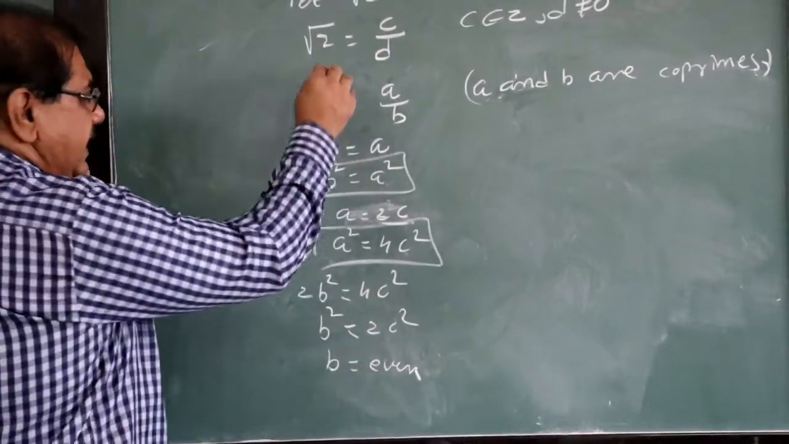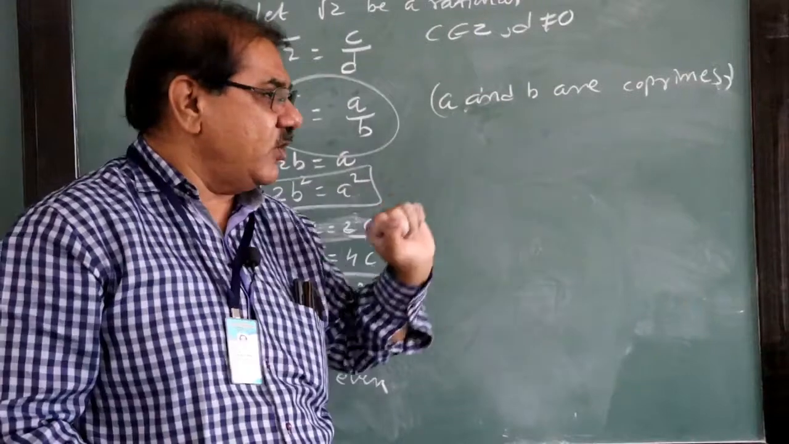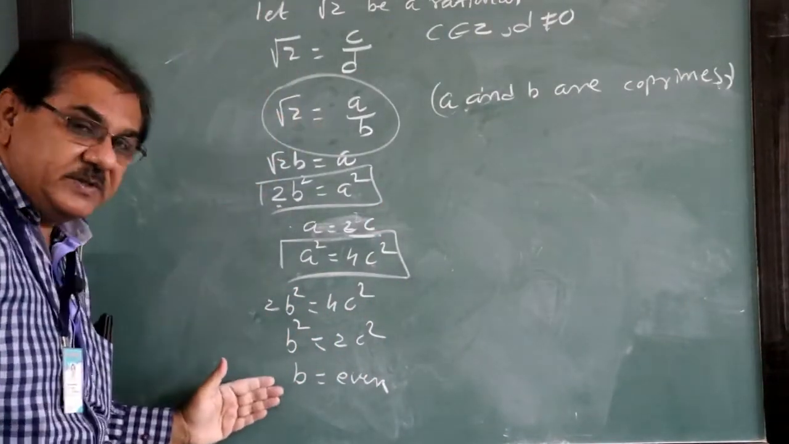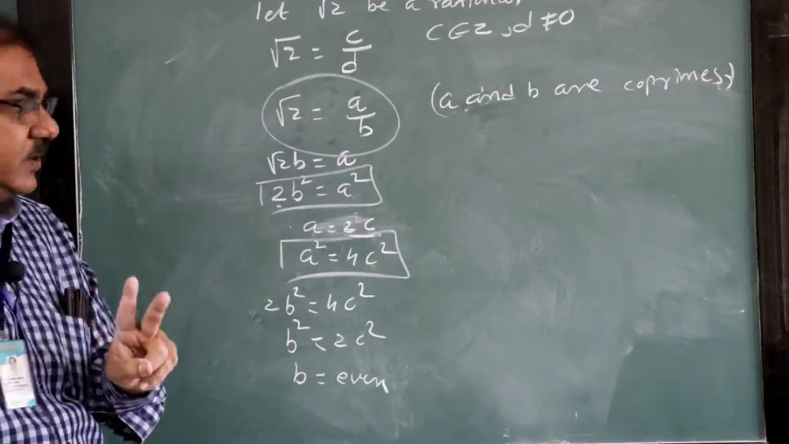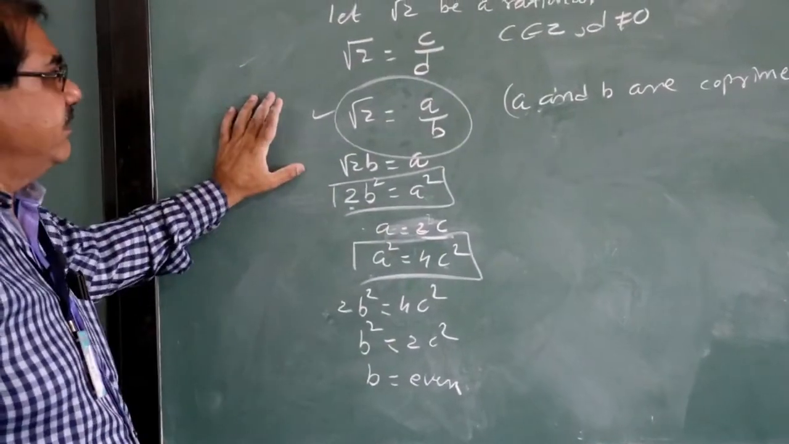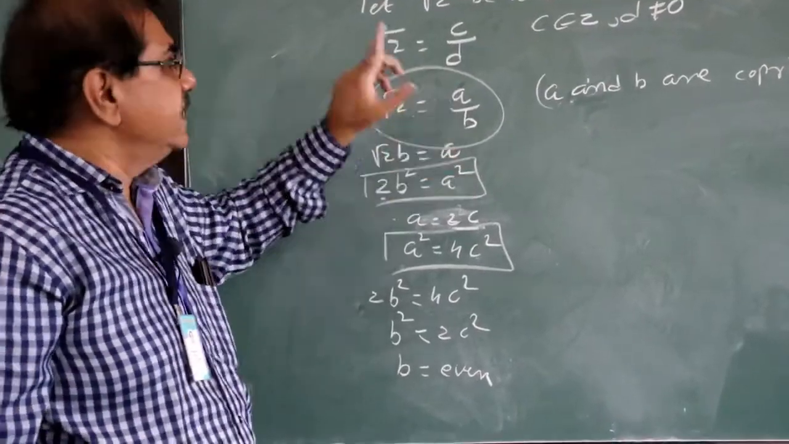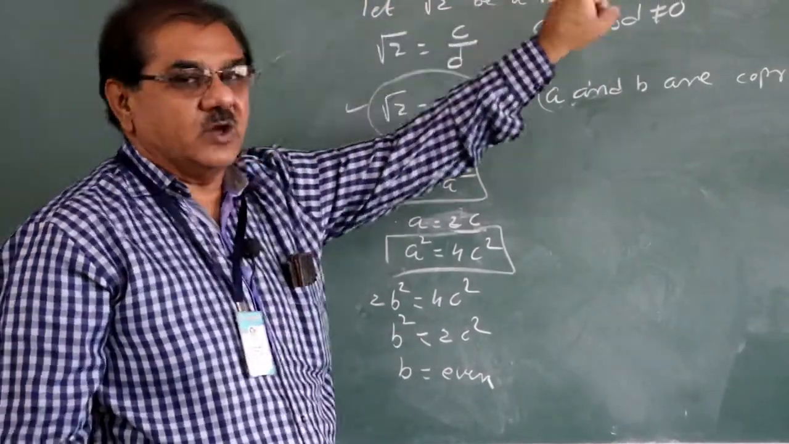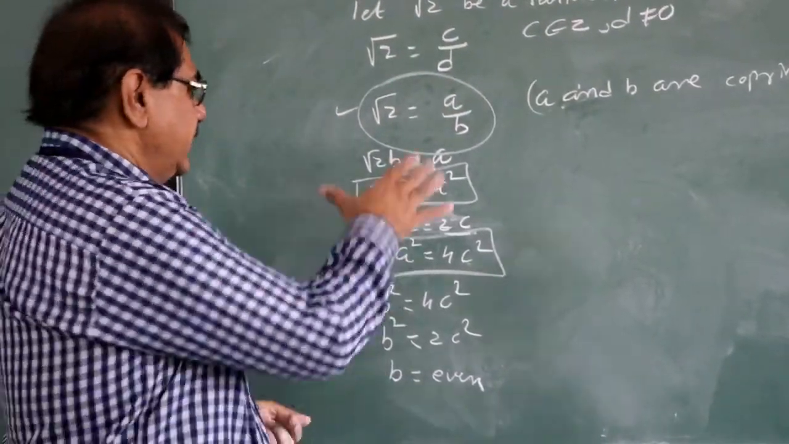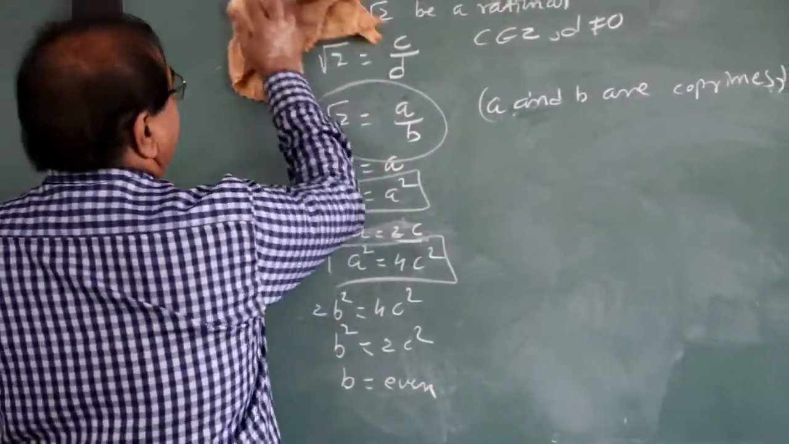But what was the beginning? We assume that A and B have no common factor because they are co-prime. And here we proved, as we take them as rational, that A and B have some common factor 2. So it is contradictory to the assumption that they are rational numbers. So it is our fault that we assume that root 2 is a rational number. So we can say root 2 is not rational. So root 2 is an irrational number. Is it clear? So this is how you can prove root 2 to be an irrational number.